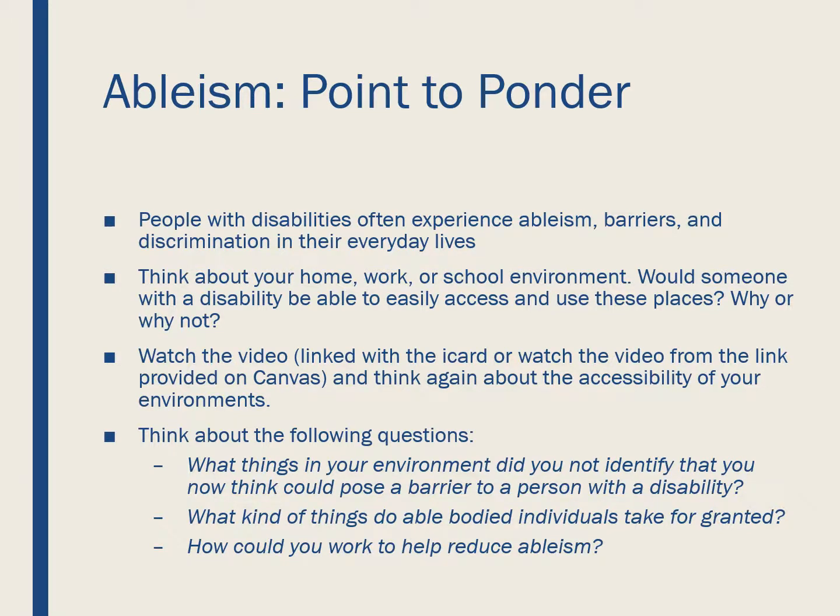So now, to explore ableism in further detail, we're going to do a two-part activity. For the first part, I want you to think about your home, work, or school environments and ask yourself whether or not someone with a disability would be able to easily access and use these places. And you can choose someone with any kind of disability. So they could have a physical disability and use a wheelchair, a walker, cane, or crutches, or they could be an individual who has a vision or hearing impairment. So you're going to pause the video and write these ideas down.